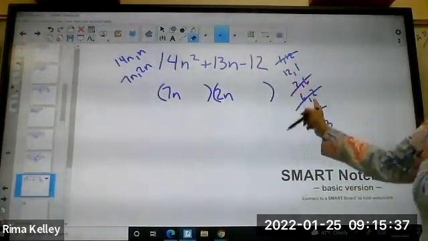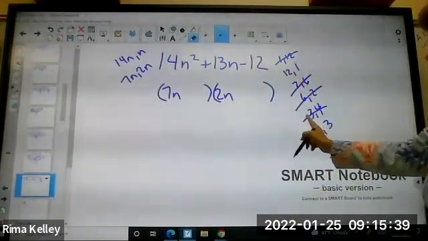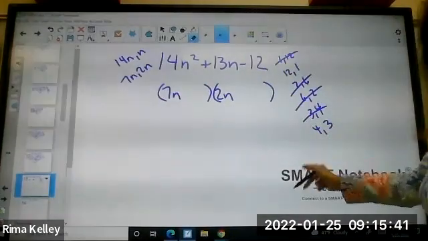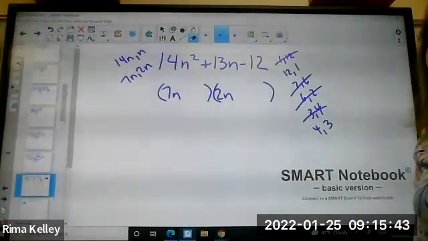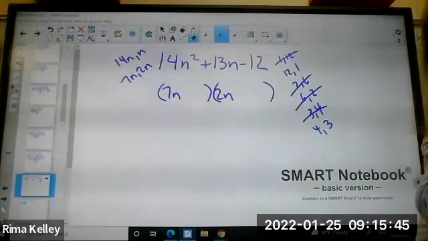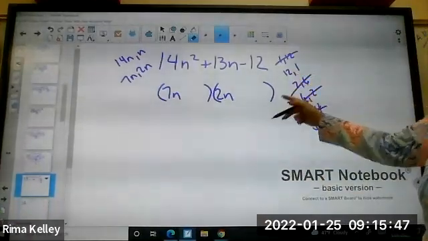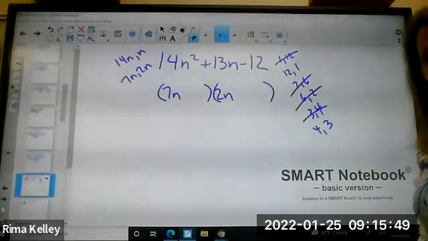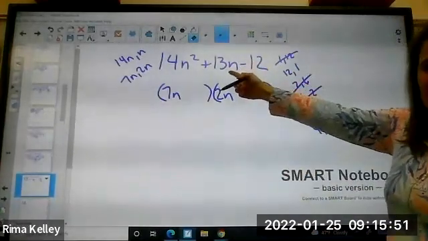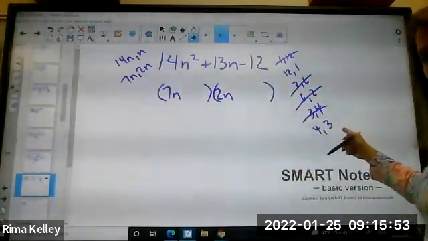So we got two choices. We got a 12 and a 1, and we got a 4 and a 3. Remember, the numbers are close together. Try the closer together ones first. Because if you times something by 12, isn't it going to get really big really fast? And I only need a 13. So I'm going to try the 4 and the 3.